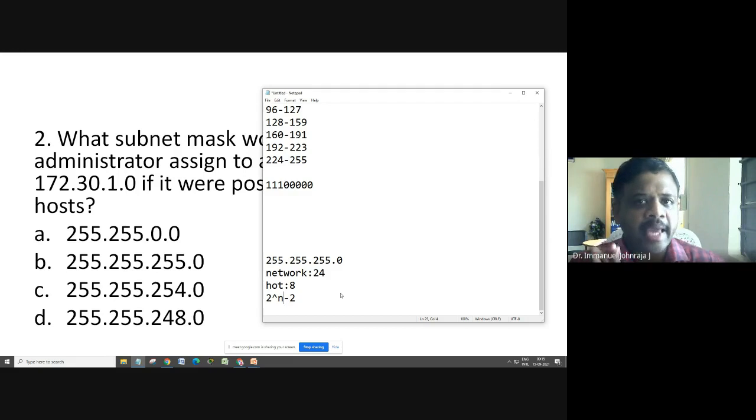So when you have 8 bits in the host, this becomes 2 power 8 minus 2. 2 power 8 is 256: 2, 4, 8, 16, 32, 64, 128, 256. So 2 power 8 is 256 minus 2, which is going to be 254. If the number of bits in the host portion is 8 bits, you will be able to get 254 usable hosts.